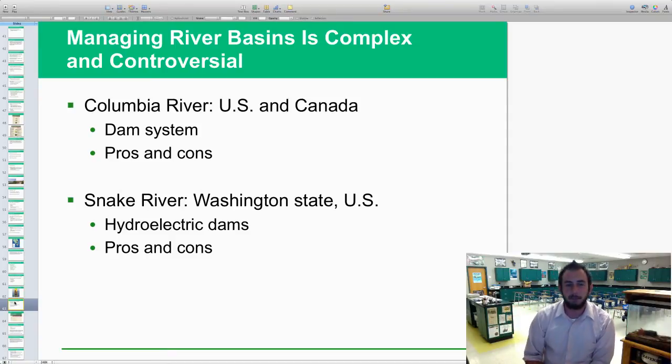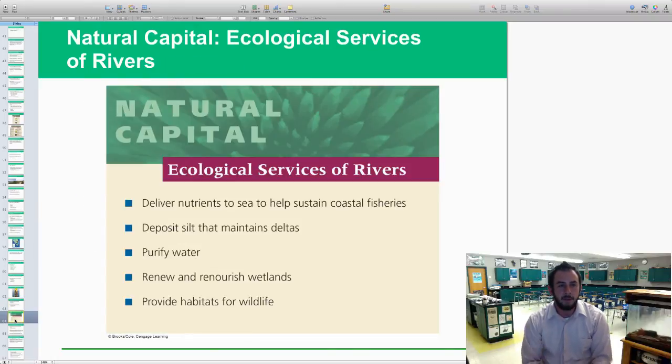Another example is the Snake River in the state of Washington. Same thing, hydroelectric dams. There's a lot of push for people to take down a few of those dams to allow the migratory paths of salmon to go through. But a lot of people are complaining about that because they get a lot of their electricity from hydroelectric, which is very cheap. So it's very controversial and hard to manage, with so many different parties butting heads, which happens a lot in environmental science.